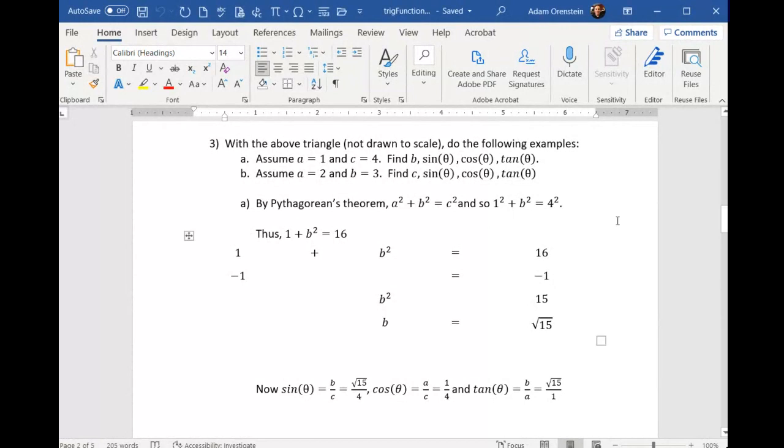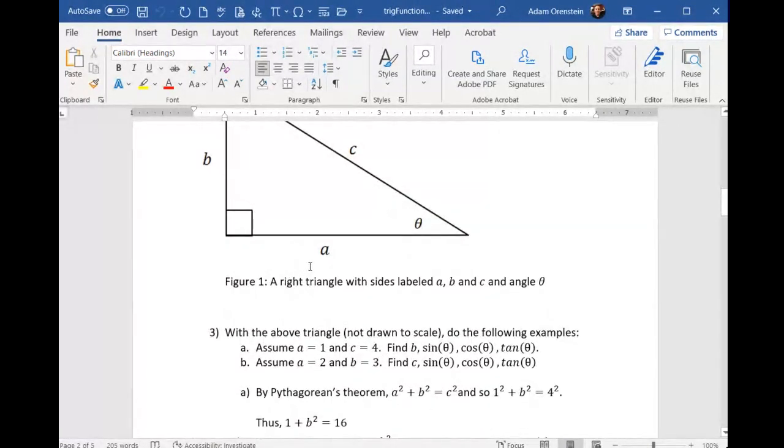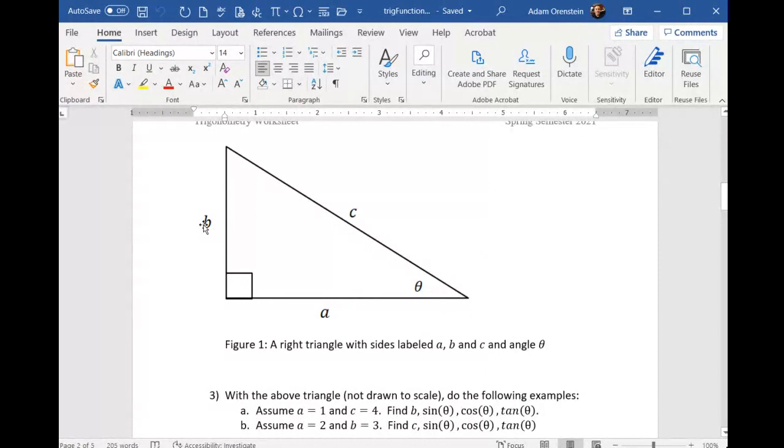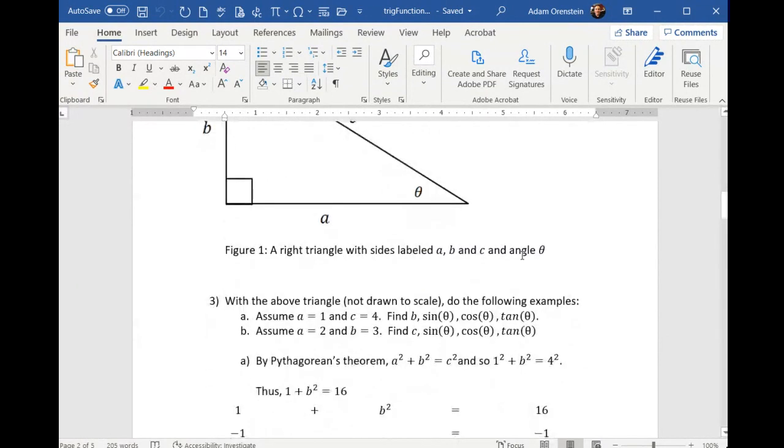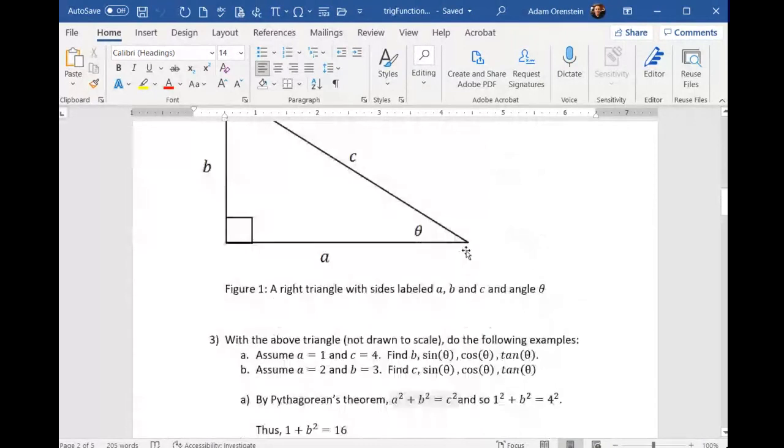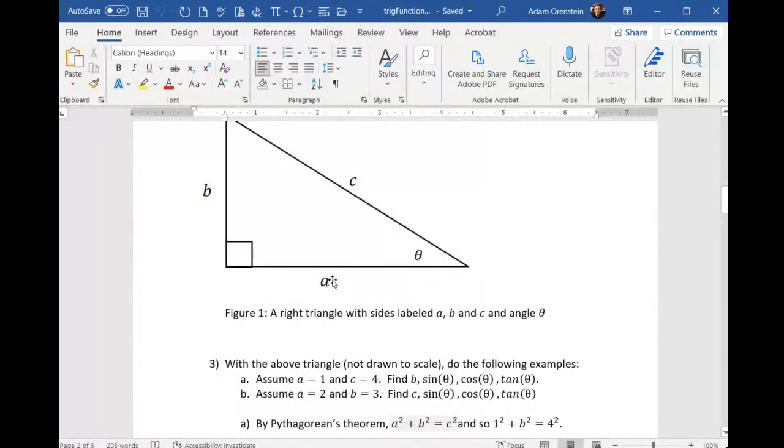right, so we have A is 1, okay? And I tell you that C is 4. So the adjacent side and the hypotenuse, those lengths are 1 and 4. That's given, okay? For B, the opposite side of theta, we need to figure that out. How can we do that? Pythagorean theorem, right? Because by Pythagorean theorem, A squared plus B squared is C squared.